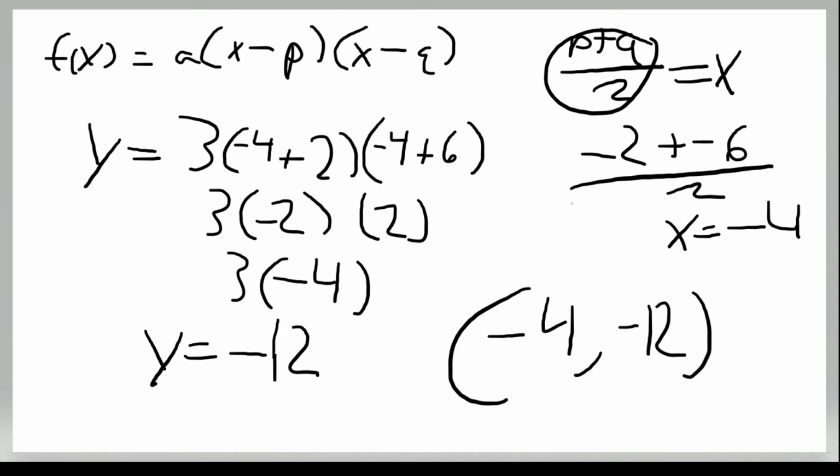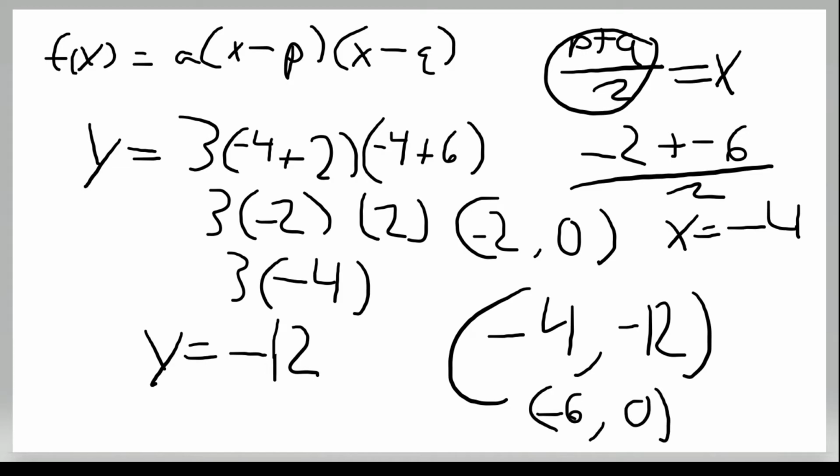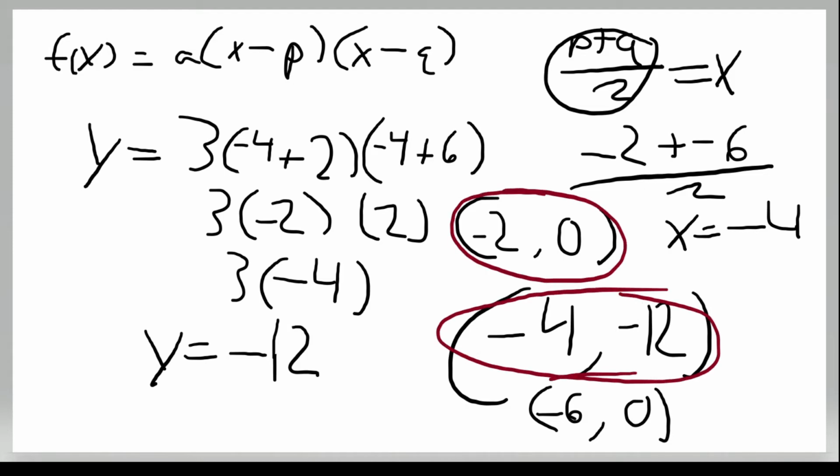But also, we need to find our x-intercepts, which luckily enough for us are p and q. So our first x-intercept is (-2, 0), and our second one is going to be (-6, 0). So now we have our vertex and our x-intercepts. Next, like I said before, we're going to find our minimum and maximum values.